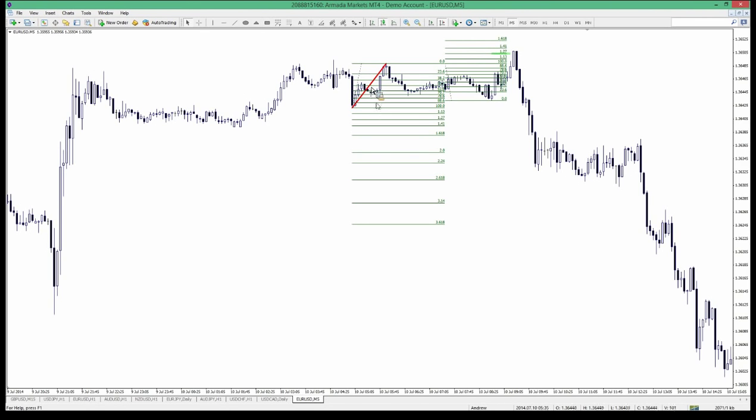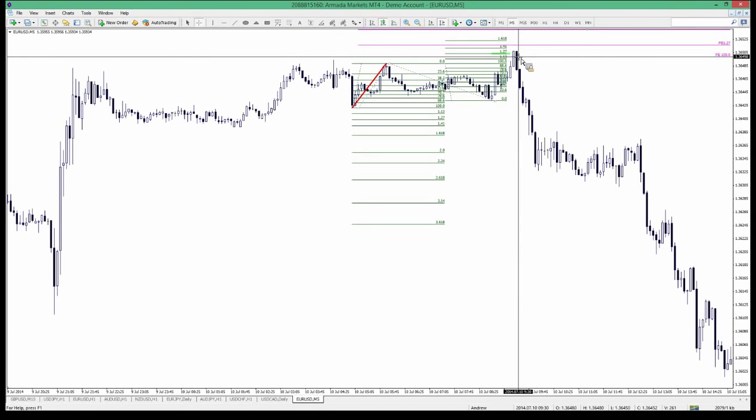So if we then took our fib expansion tool, we drew it from the low up to that high, and we go down to that low. It's not a very pretty pattern, but there's your 100% mark, and there's the 127 extension. Price stalls out, we get some nice bearish candle action, and obviously we move lower.